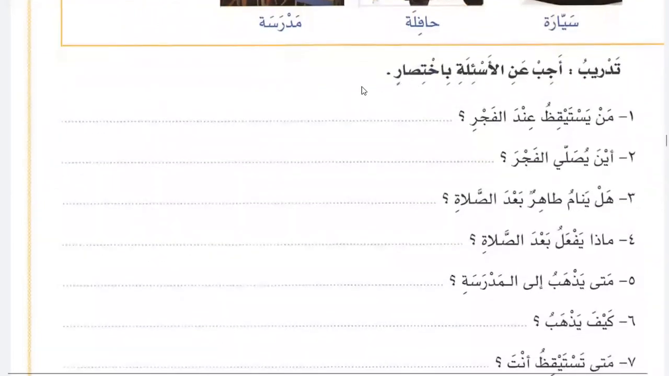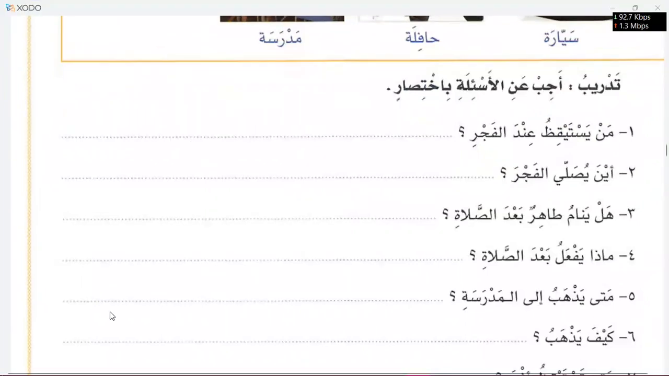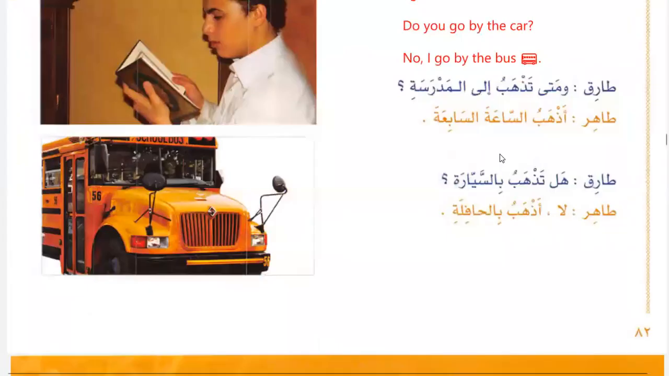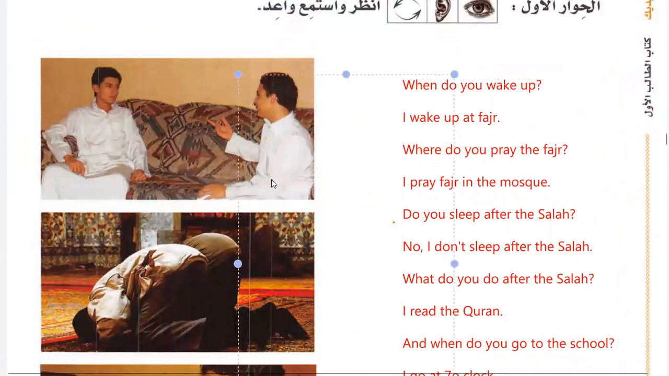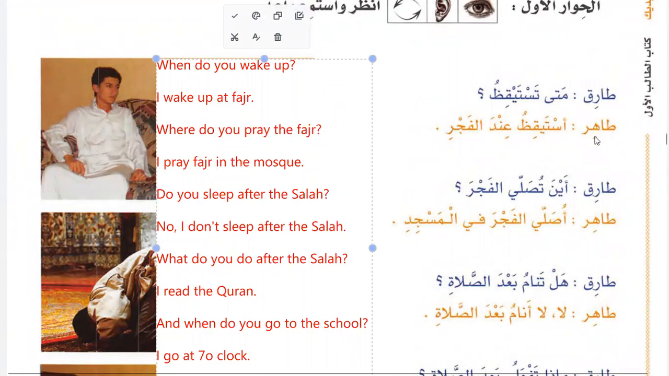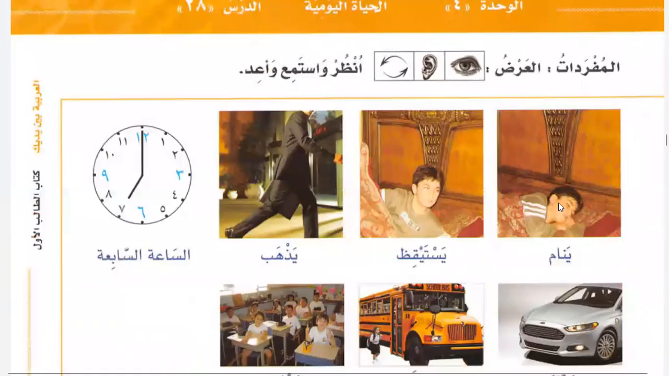Answer the questions in brief. In short, in brief. Ms. Rahat. Man yastaikizu indal fajr? It is better to merge them together. Who wakes up at fajr? Tahir. So what is the answer here? Tahir yastaikizu indal fajr. Okay. Or you can just say Tahir in the answer. Next.